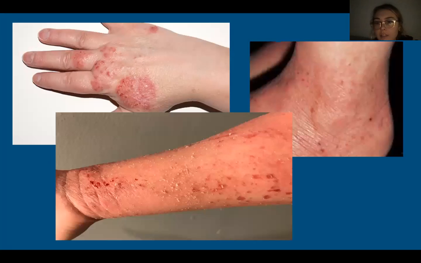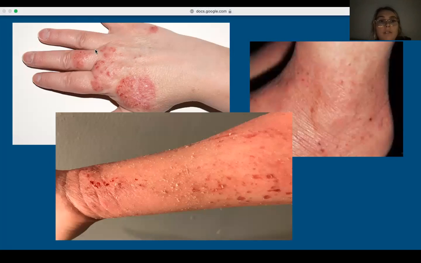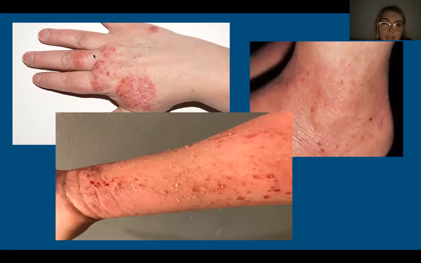So next I have just some images of what this eczema can look like on the skin. Here we see very inflamed, itchy, red skin, peeled open. Here we have skin that is flaking off, is raw. This is definitely impactful to somebody's life.